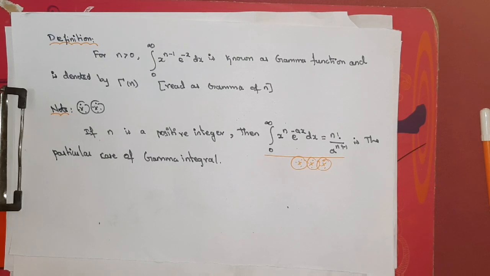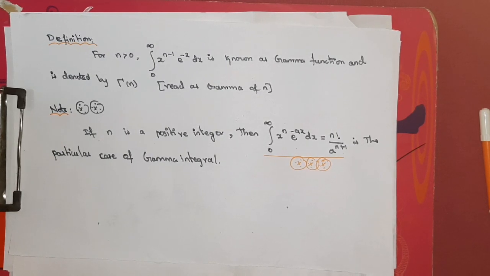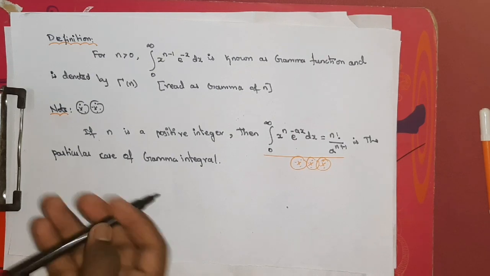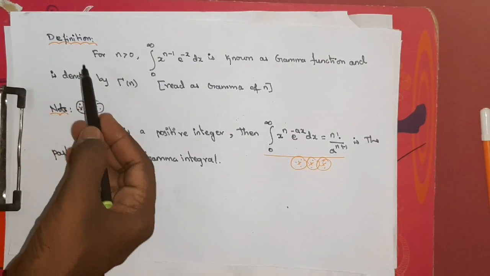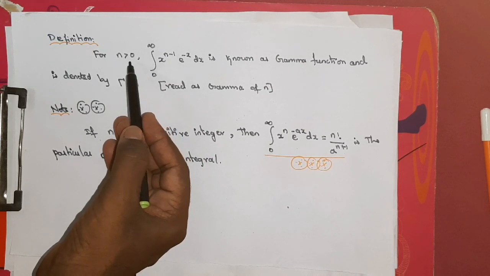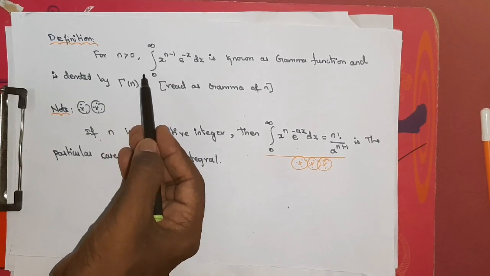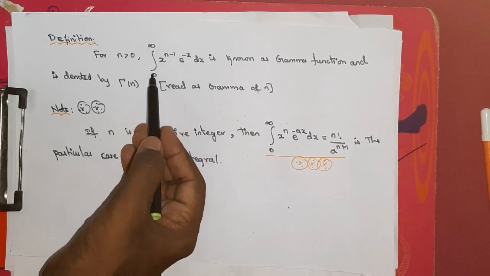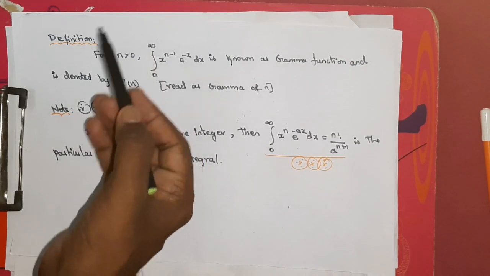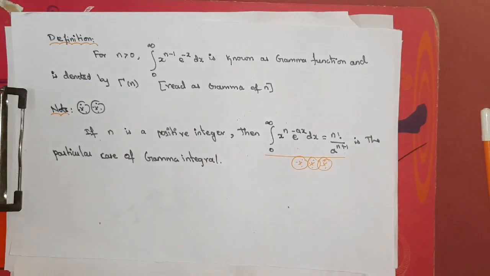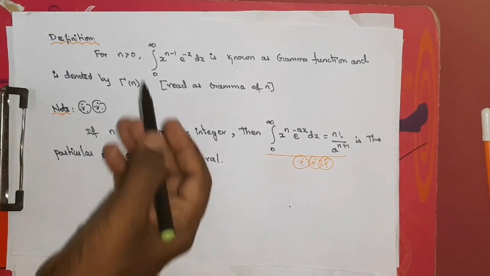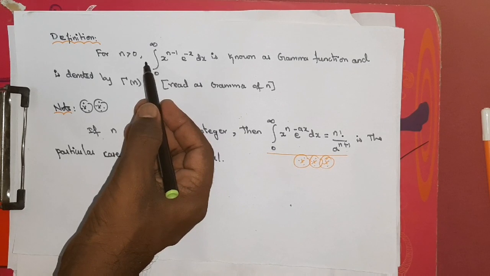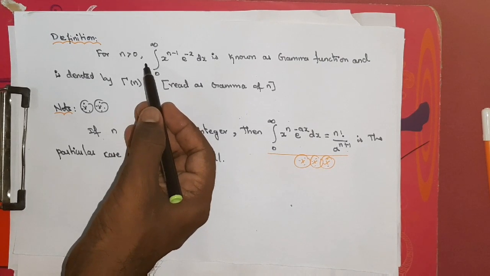Hello students, in today's session we are going to see the gamma integral type. So now we will see some definitions regarding that. The definition: for n greater than 0, if the integral is an improper definite integral, that is, an integral with limits where either the upper limit or lower limit is infinity, that is called an improper definite integral.